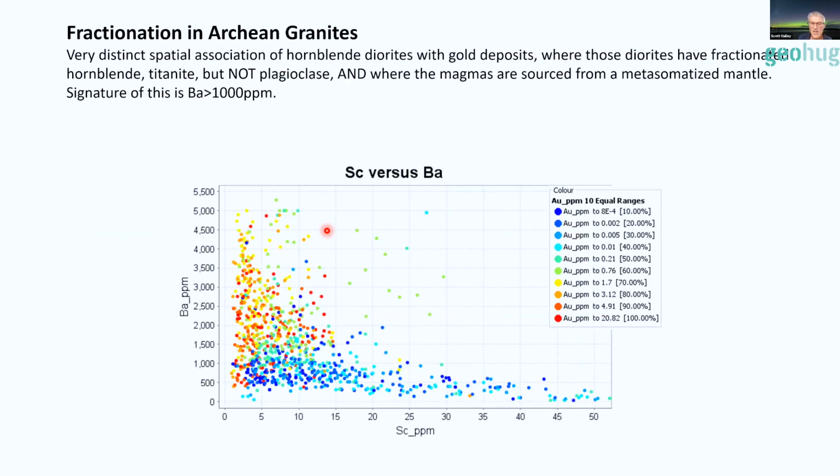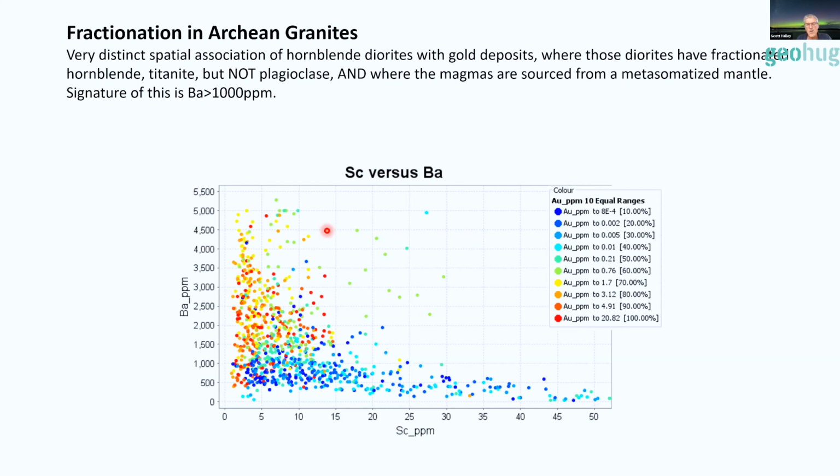And there's one more thing about the Archaean granites. I couldn't say this in Perth and get away with it because all the orogenic gold people would try and hang me. But there's a really close spatial association between a subset of those hornblende diorites and orogenic gold deposits.